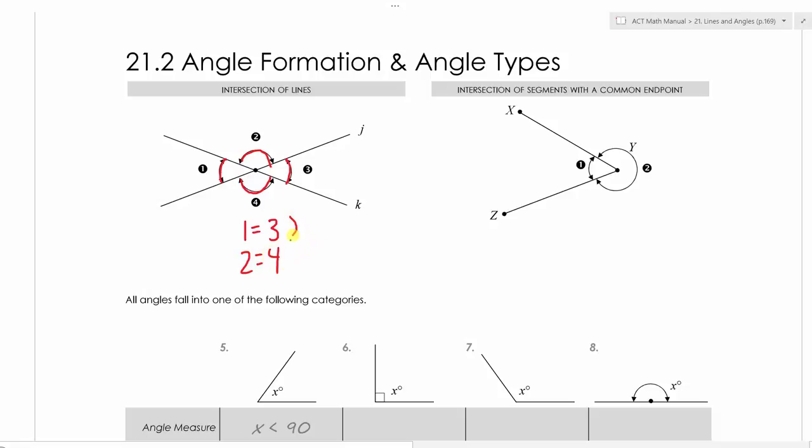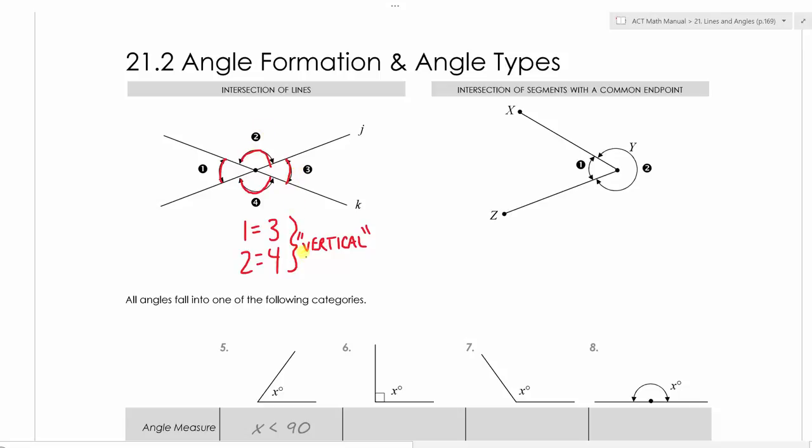These are known as vertical angles. 1 is a vertical angle with 3, and 2 is a vertical angle with 4. You probably will need to know that word. You may encounter that on the ACT. Some students know them as opposite angles, and that's acceptable terminology for these as well.